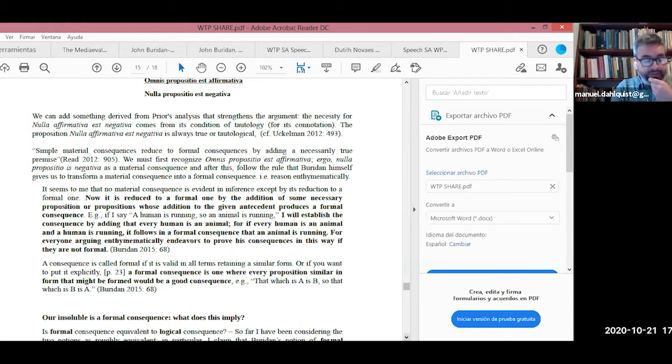Another way of demonstrating the validity of the insoluble, analogous to the previous one and not mentioned by Buridan in Sophismata, is linked to Buridan's proposal to transform material consequence into formal consequence. A simple material consequence is reduced to formal consequence by adding a necessarily true premise. We must first recognize omnis propositio est affirmativa, ergo nulla propositio est negativa, as a material consequence, and after this follow the rule that Buridan himself gives us to transform a material consequence into a formal consequence, as can be seen in the quoted text.